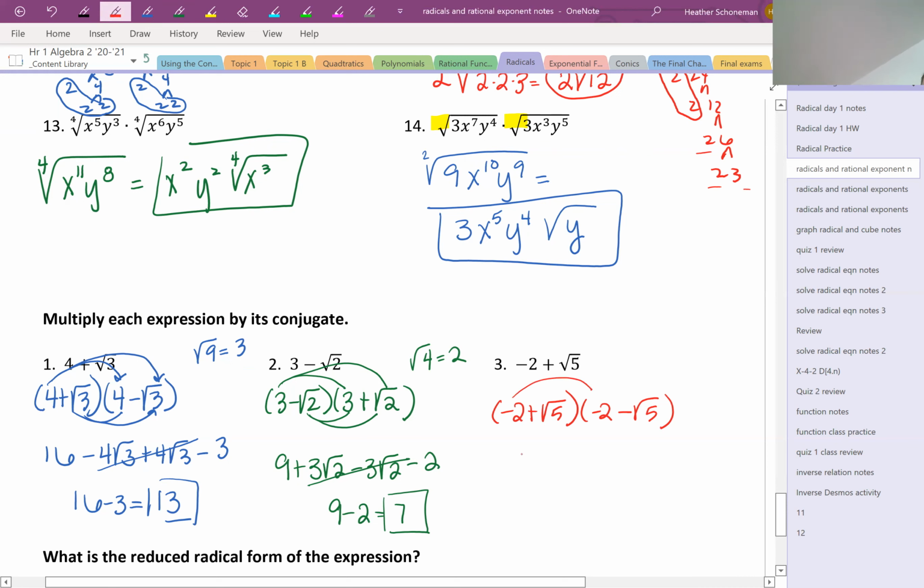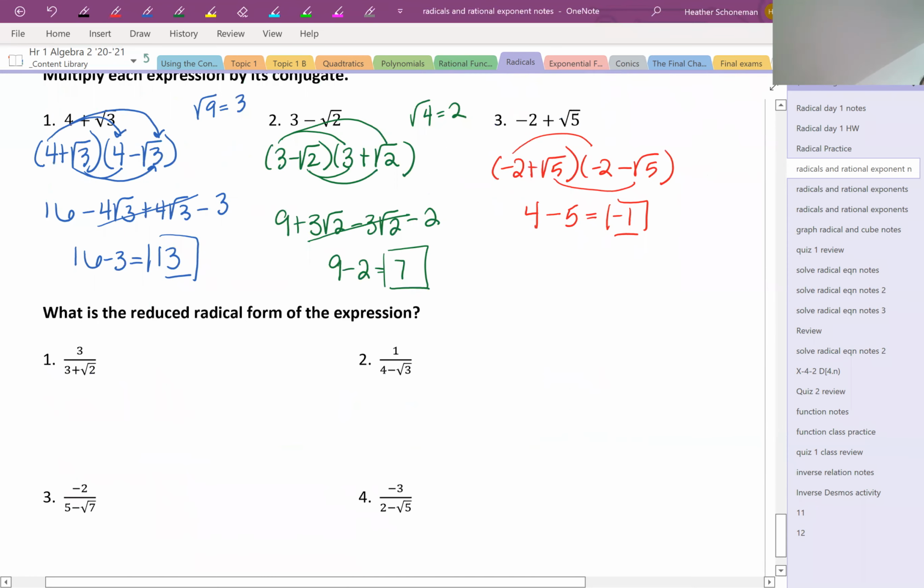So negative 2 times negative 2 is positive 4, and then I have to multiply the radicals. Well, positive times a negative is a negative. Square root 5 times square root 5 is the square root of 25, which is just 5. So I get 4 minus 5, which is negative 1.